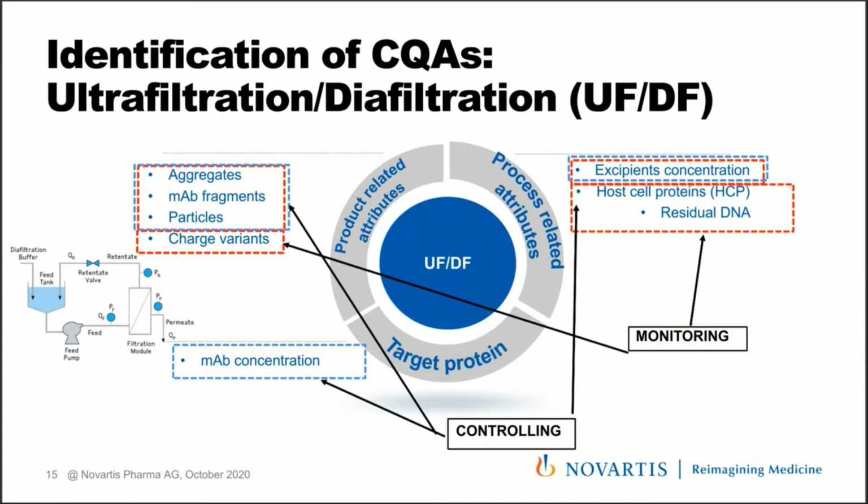So, on the other hand, we have ultrafiltration and diafiltration, where the focus is, of course, on the concentration, but also on the excipient concentrations, like main buffer concentrations, sugars, chelators, and so on. These concentrations need to be under really tight control, especially for the further drug product processes. At the same time, we would like to assess the impurity profiles, like the aggregates, fragments, and also the particles.